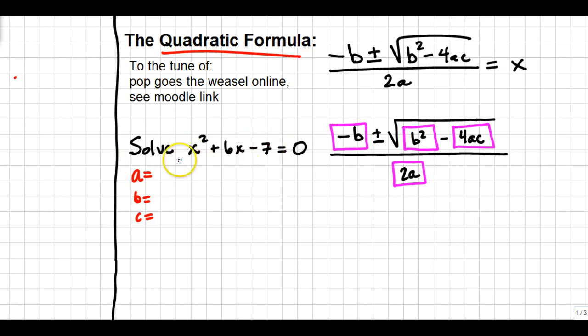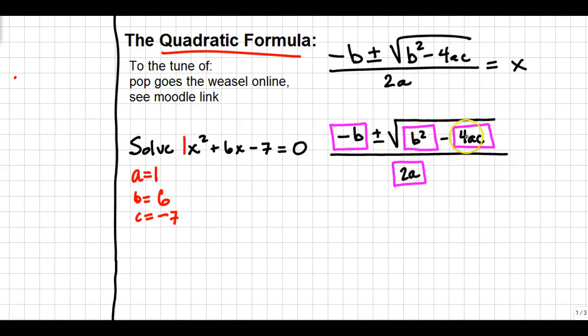The a value seems to be missing. Hopefully students know that every variable has a coefficient or a number in front of it, even if it's an invisible 1. So the a value here is 1. B value is a 6, and be careful, the c value is indeed negative 7. Positives and negatives make a big difference when you're doing the quadratic formula. Please pay attention to those minor details. Even though they're small, they make a big difference, so pay attention to them.